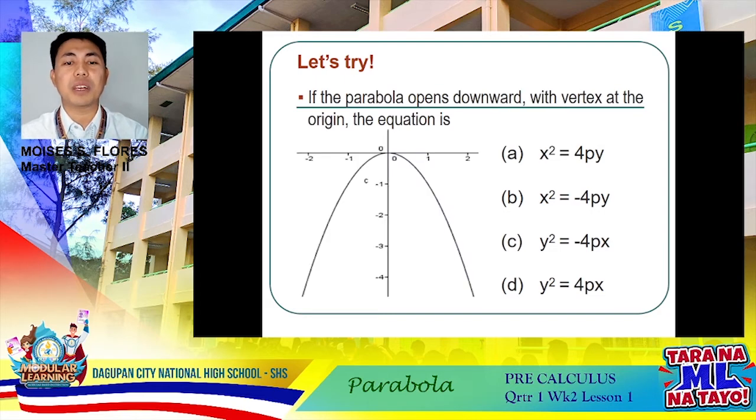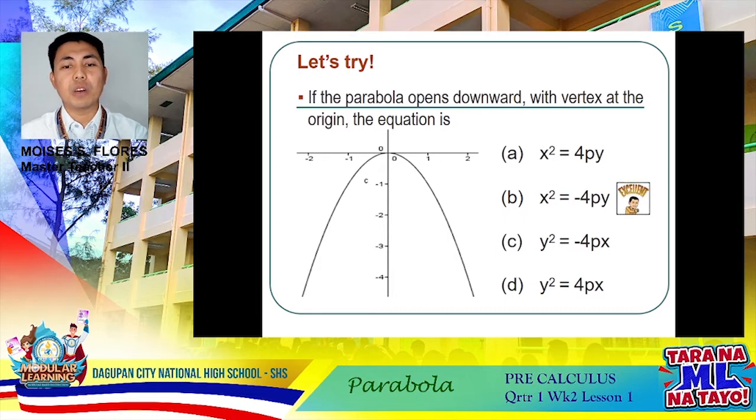Okay, let's try another one. The equation of a parabola that opens downward, if the vertex is at the origin, what will be its equation? This time it opens downward. Yes, the answer there is letter B. Why?